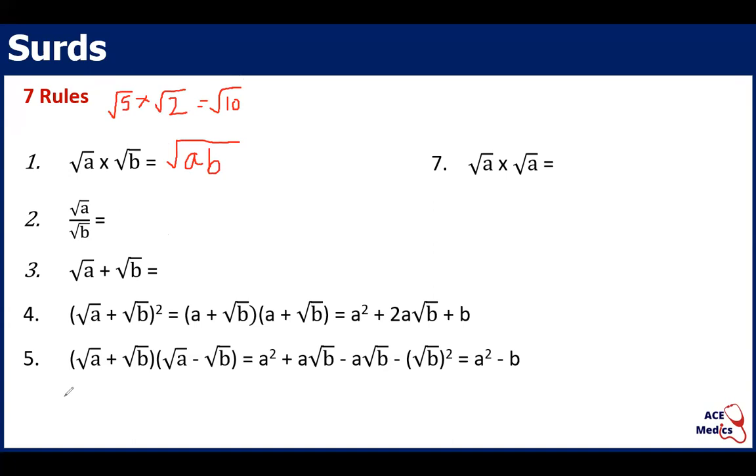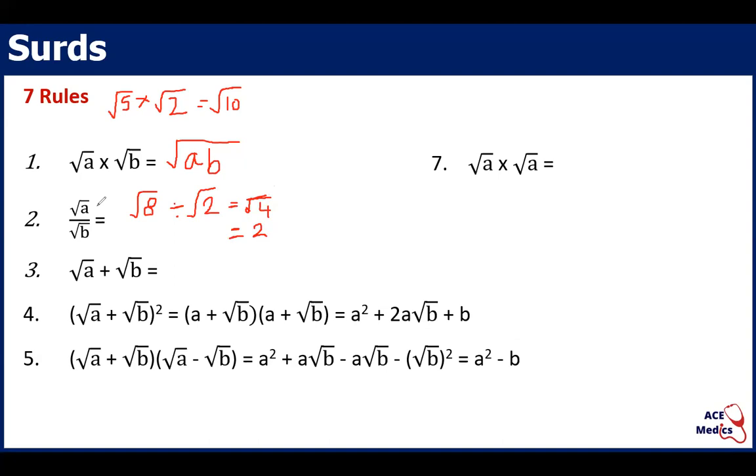Rule number 2 then is going to be root A divided by root B. That's literally just what it is. If we had root 8 divided by root 2, that would be root 4. Leave that one as root 4, or root 4 is the same as writing 2. Is everyone happy with that? Cool.